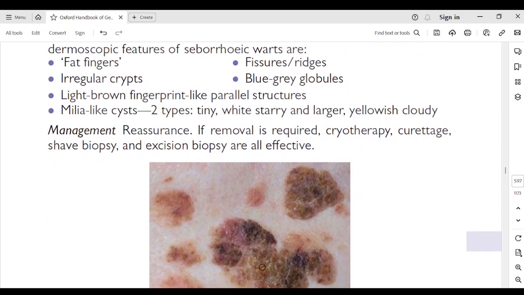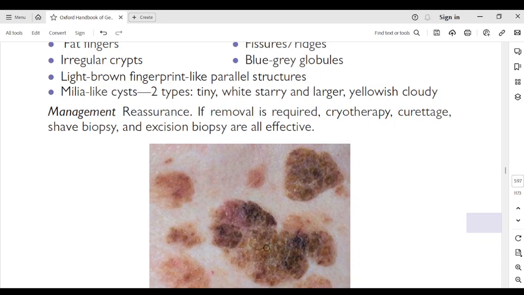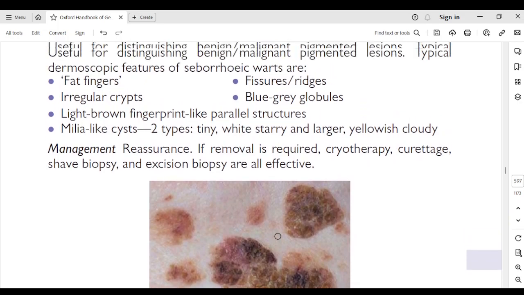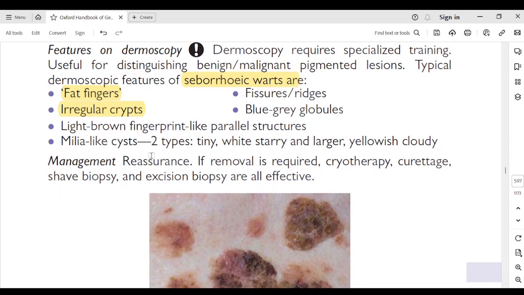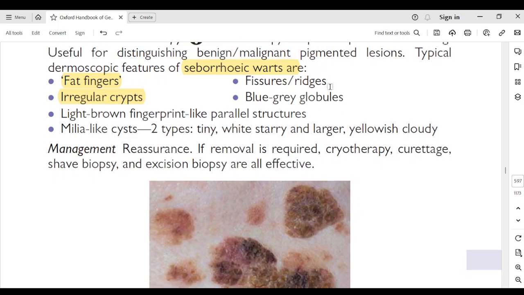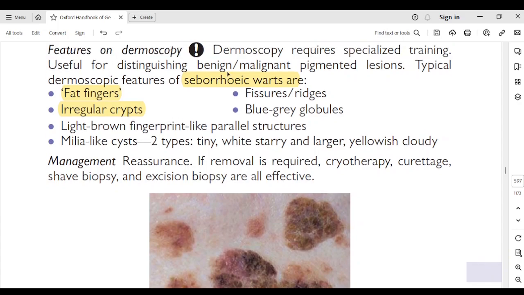See, look at this picture. They look like something is stuck on, some waxy substance is stuck on, which you feel like you want to remove, and which can be removed. So that one is seborrheic keratosis. Features on dermoscopy: dermoscopy requires specialized training, useful for distinguishing benign and malignant pigmented lesions. Typical dermoscopic features of seborrheic keratosis are fat fingers, irregular crypts, light brown fingerprint-like parallel structures, milia-like cysts. 2 types: tiny, white, starry, and larger, yellowish, cloudy. Fissures, ridges, blue-gray globules.